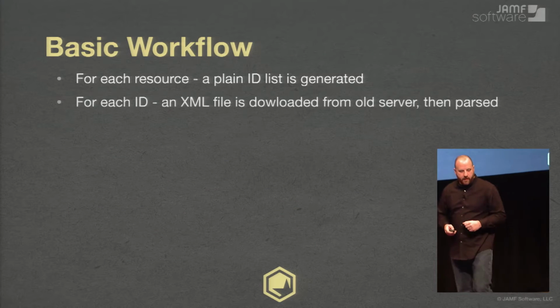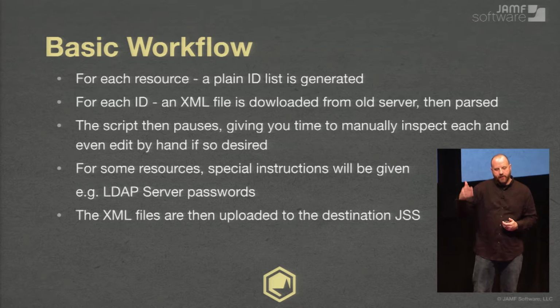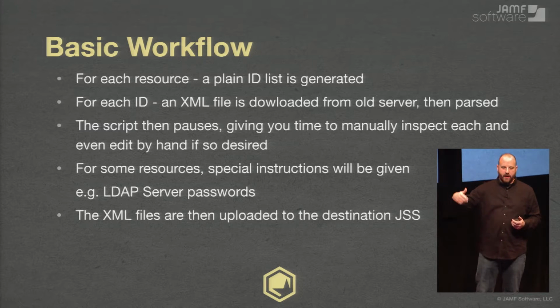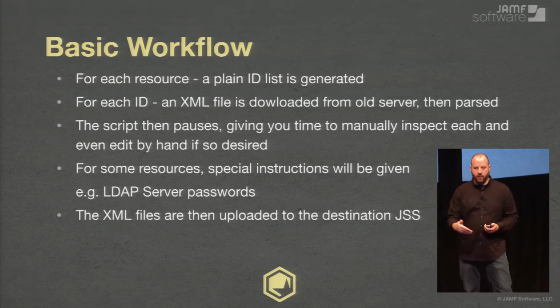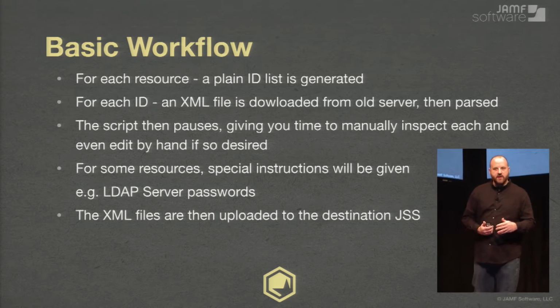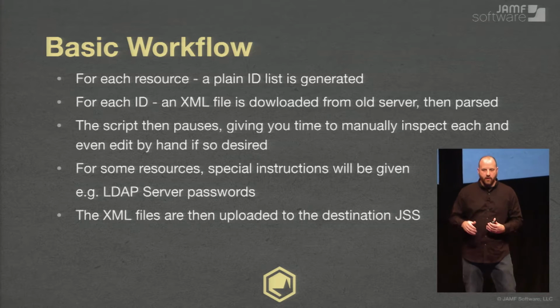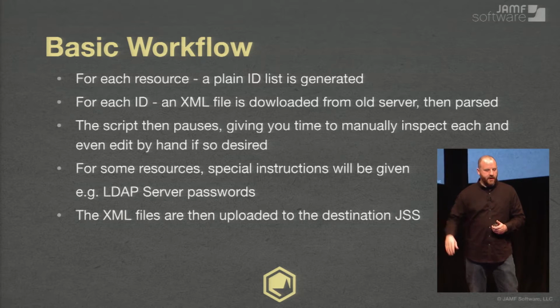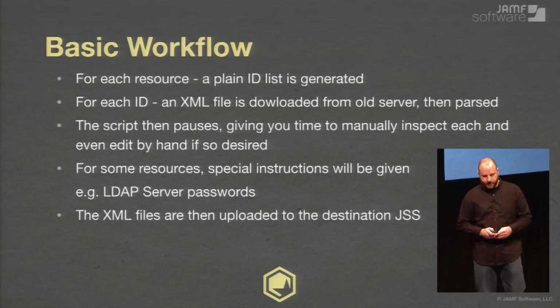The basic workflow of the utility is, for each resource, we simply generate a plain ID list. We run a for loop on it, and we download an XML file from the source JSS, then we parse it locally. Then the script pauses and gives you the option to mess around with the XML, maybe do a batch change, maybe change something that you didn't want on your new JSS that was on your old JSS. You can do your own magic there to batch change all your XML if you want, or you can just proceed and upload it to the new server.